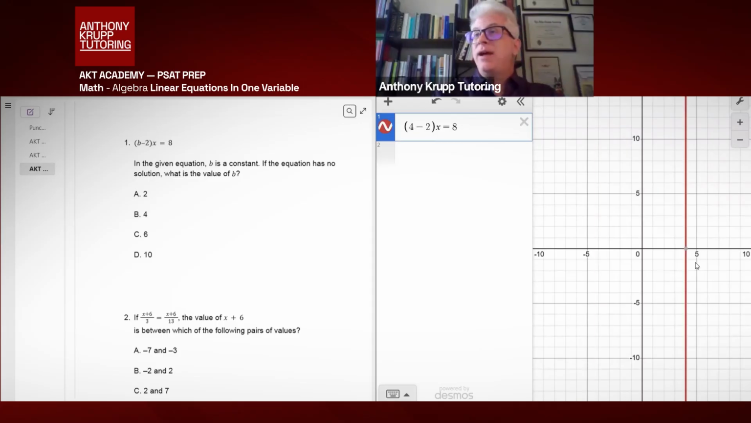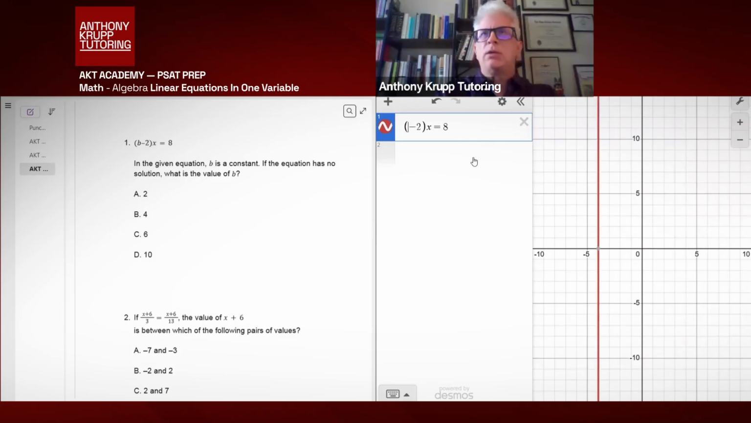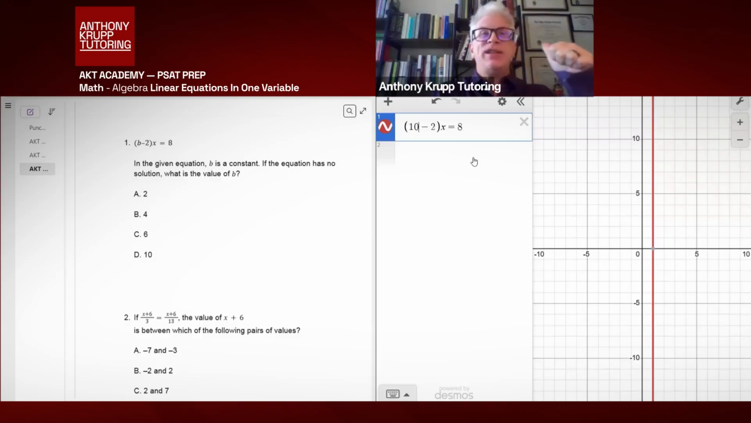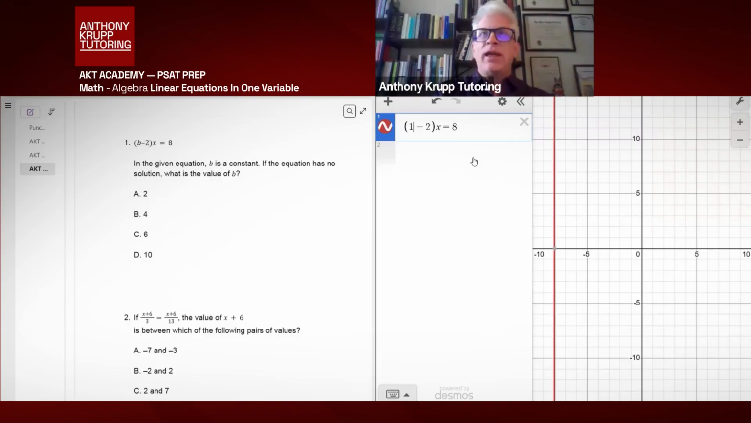Oh, look at that. Now there's a line going up and down, crossing the x-axis. That means there's a solution. So with B, there is a solution. How about with answer choice C? Oh, look, there's also a solution. How about with answer choice D? Oh, look, there's a solution. So D and C and B are all giving a solution. Only answer choice A says there's no solution. So there you go. Pick it.